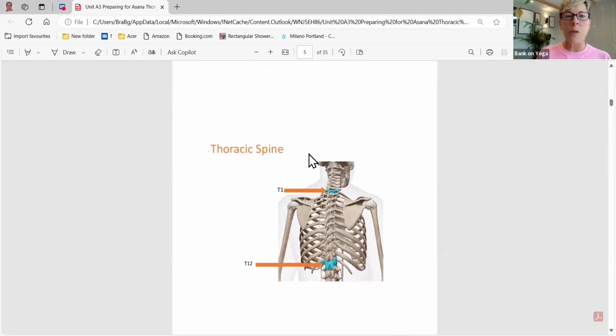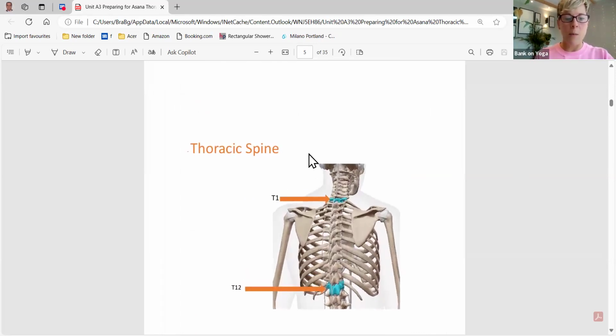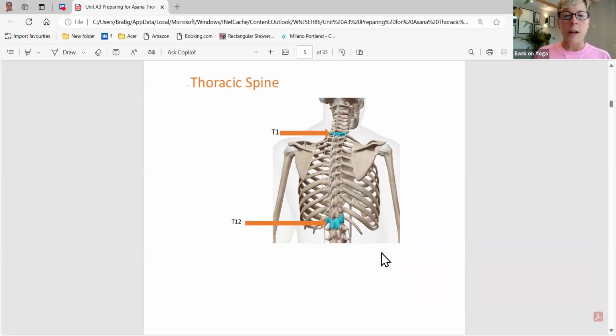But you can see on this image here, if I just come out a little bit more, the thoracic starts at T1 here. Below the cervical spine you've got T1, and it comes all the way down to T12, housing all of the vital organs within that area. Okay.